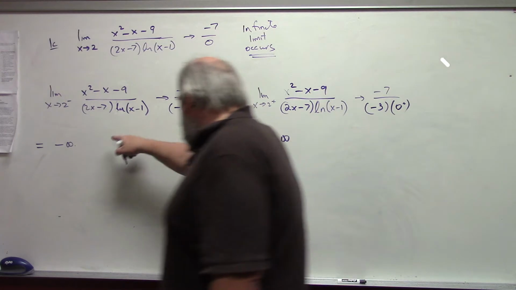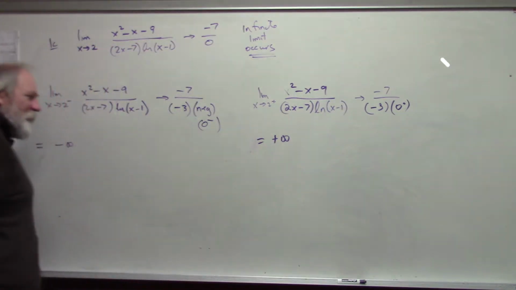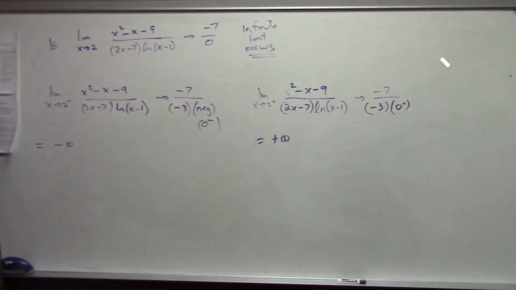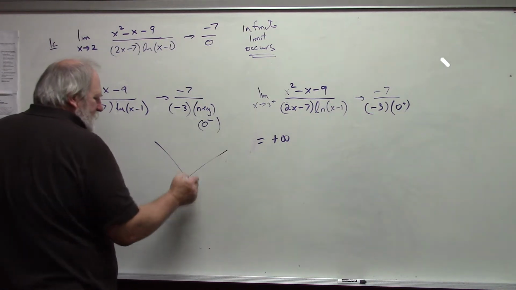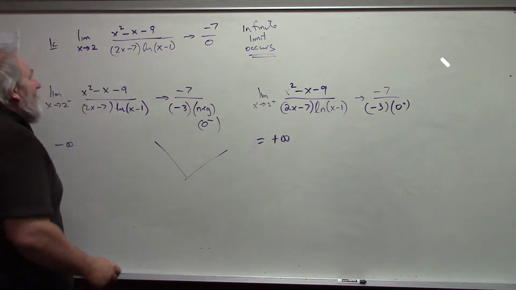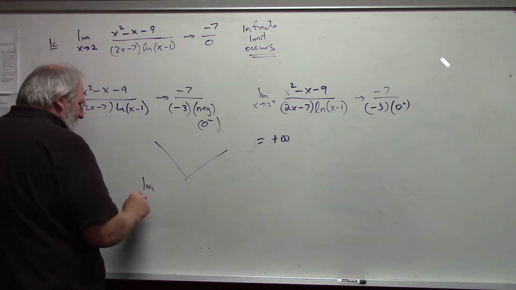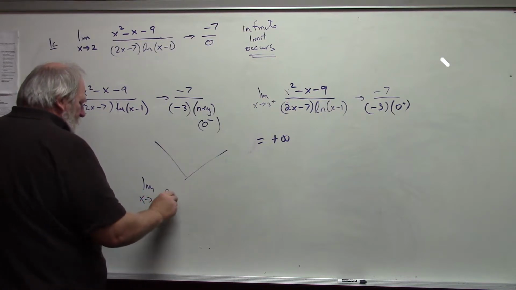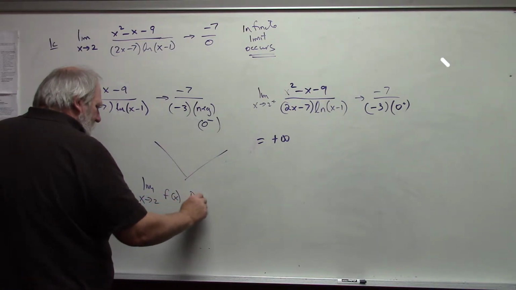Since these are not approaching the same infinity, just like the situation with one-sided limits, the limit does not exist.